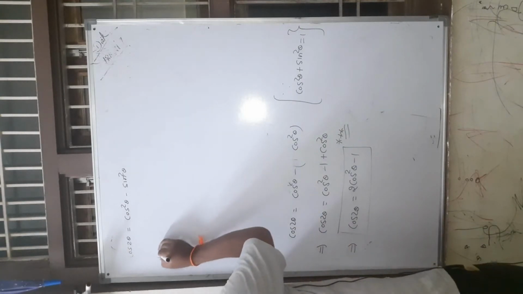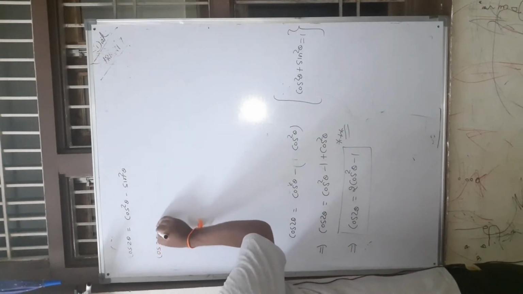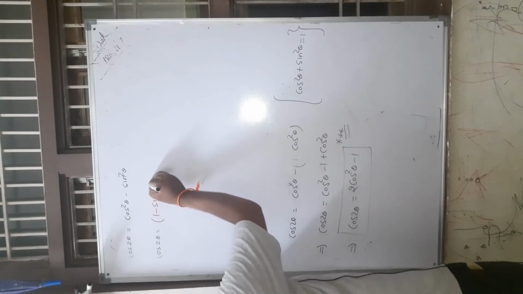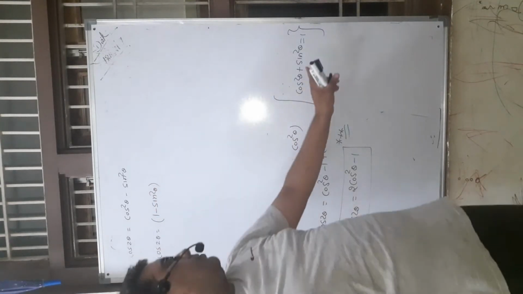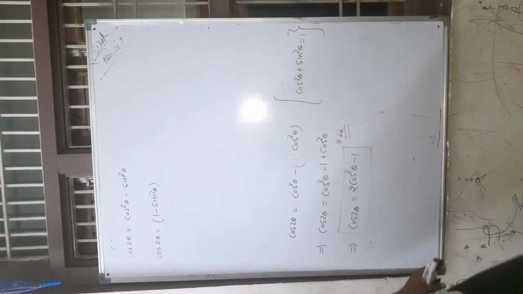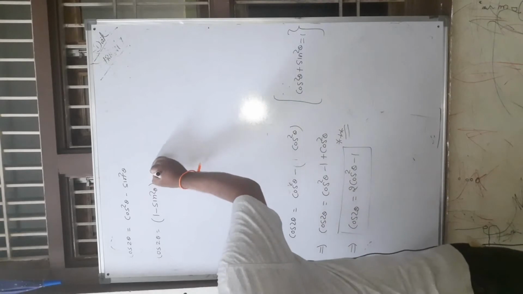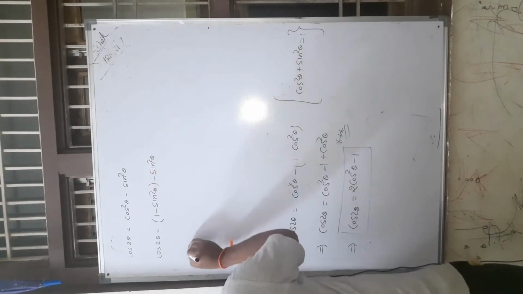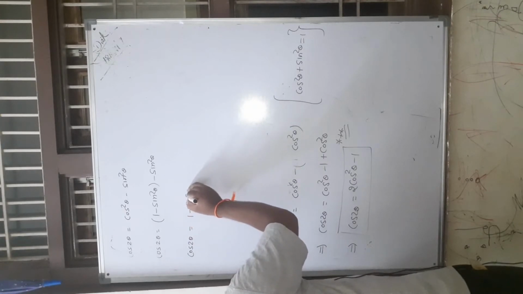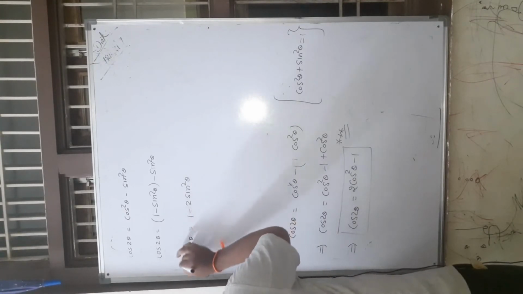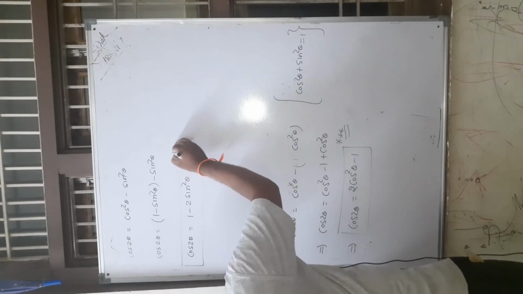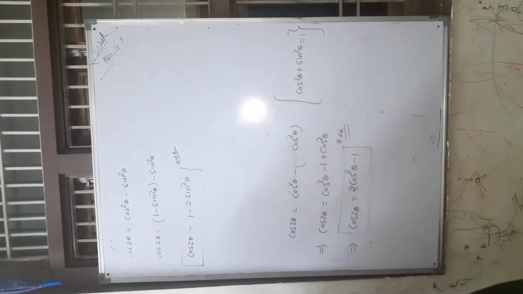So here we can write down cos square theta as 1 minus sin square theta, because all of you know cos square theta equal to 1 minus sin square theta. So minus sin square theta. So this is equal to cos 2 theta equal to 1 minus 2 sin square theta. This is another basic formula for calculating cos 2 theta.